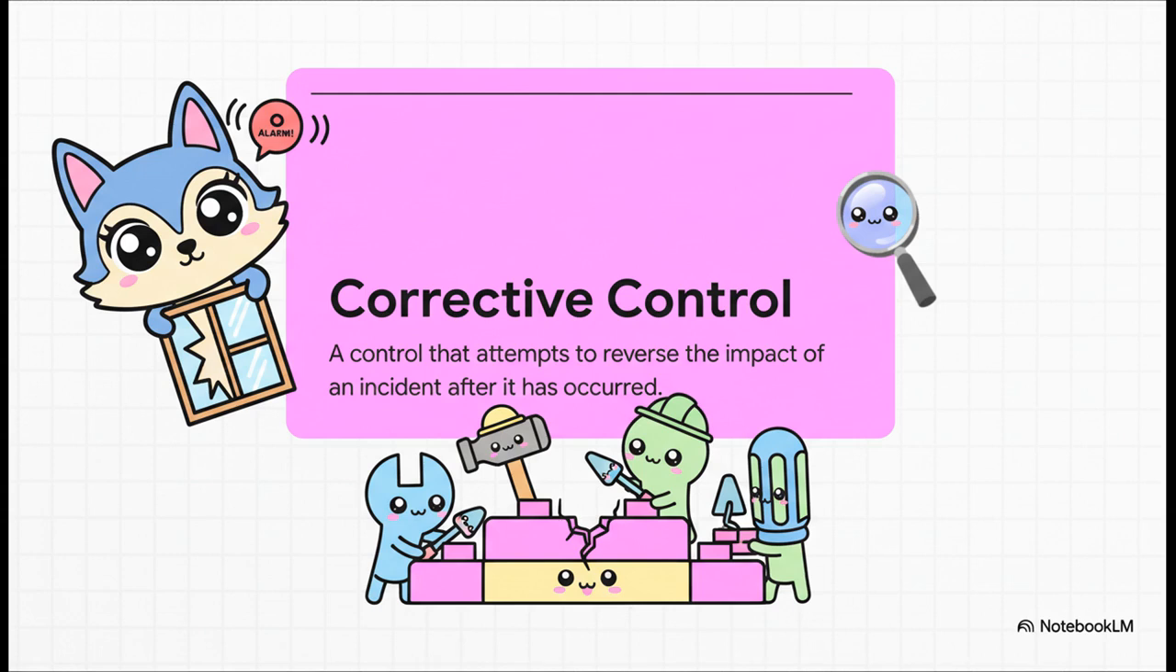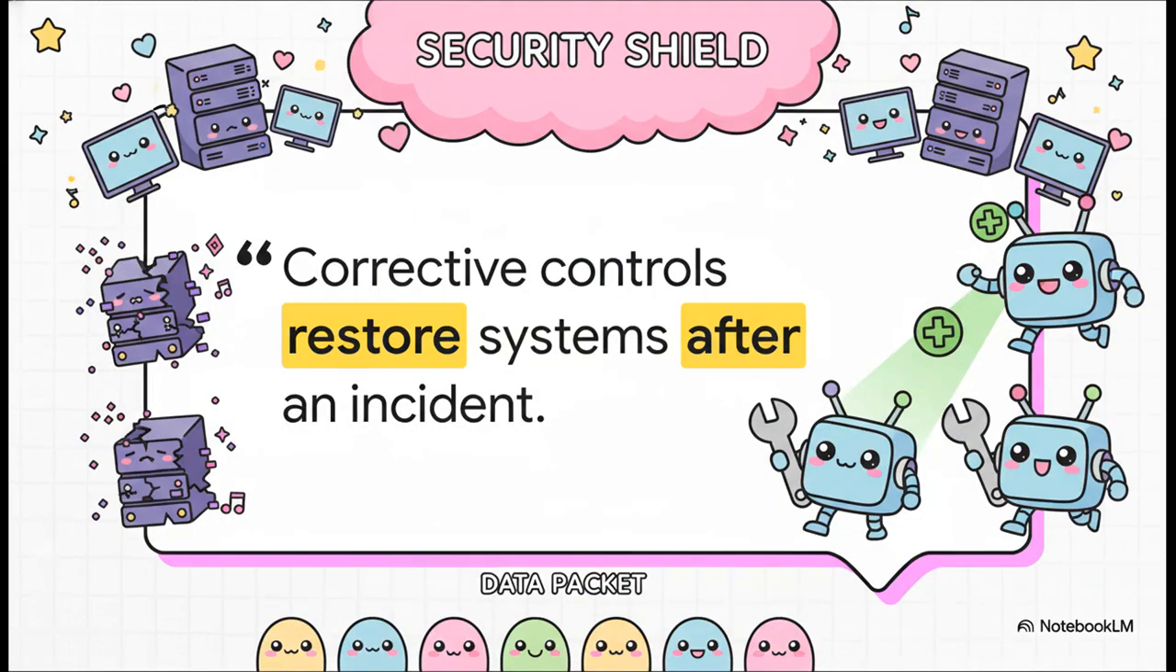Their one and only goal is to fix the damage and get everything back to normal fast. And for your notes, here's the exam definition you need to have down cold. Corrective controls restore systems after an incident. The key action word here is restore. These controls are all about reversing the impact of an attack.